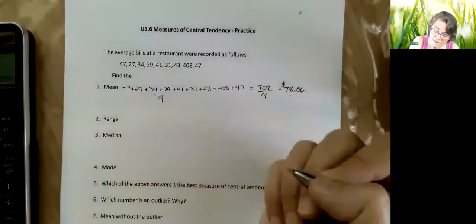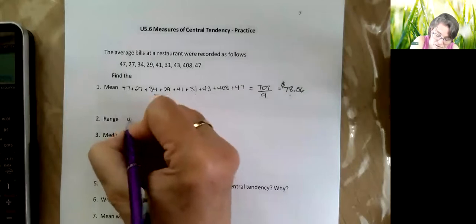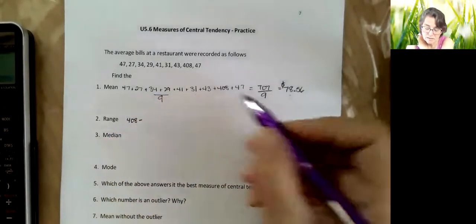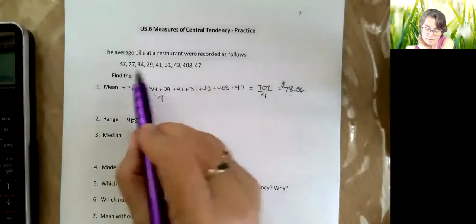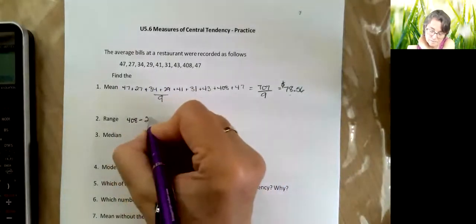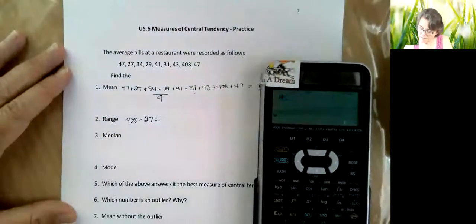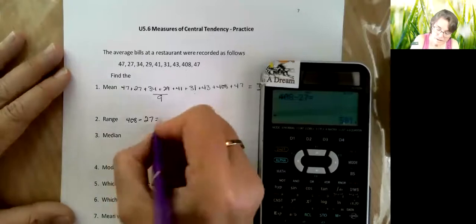All right, range. I need my biggest number, which is 408, minus the smallest one. And it looks like the smallest one is 27. That gives 381.